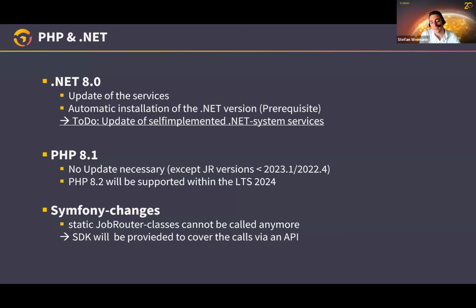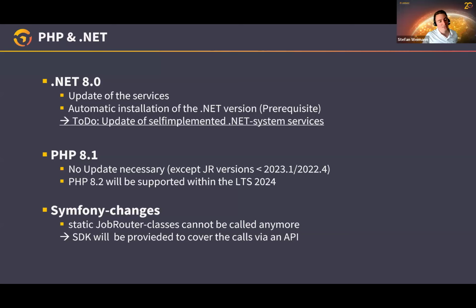The only thing you would need to think about is if you have self-implemented .NET system activities. If you have those system activities, you would need to update them yourself first to ensure that they still work. If you have those system activities still in the older version, which is .NET 6, they might work, but the recommendation is to update them so we can ensure that they work also with the new JobRouter version.